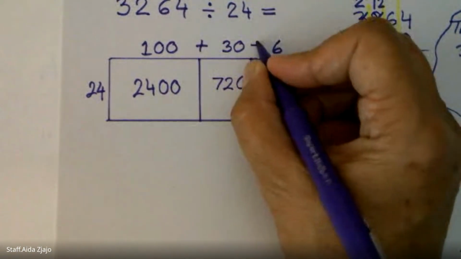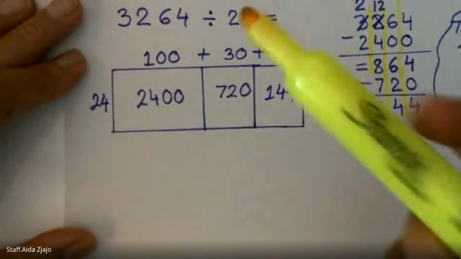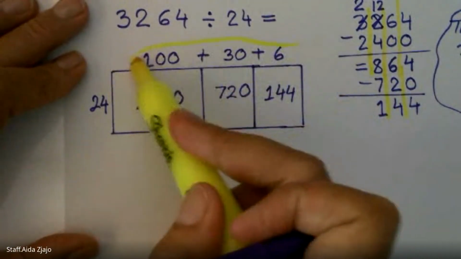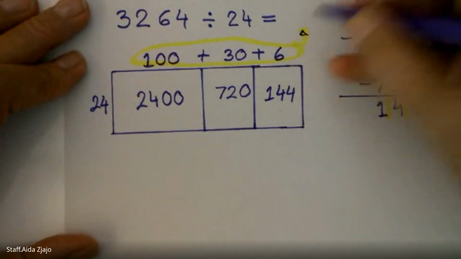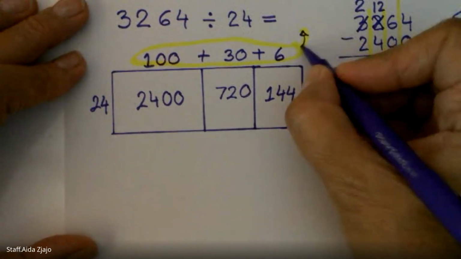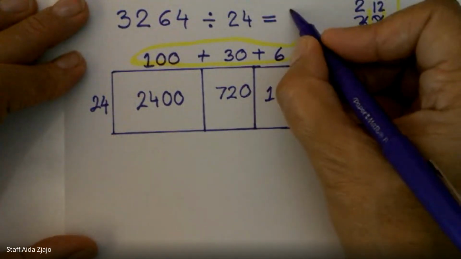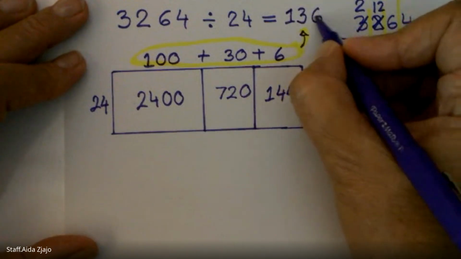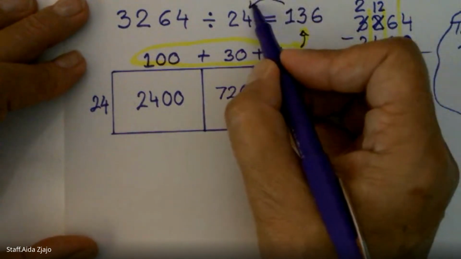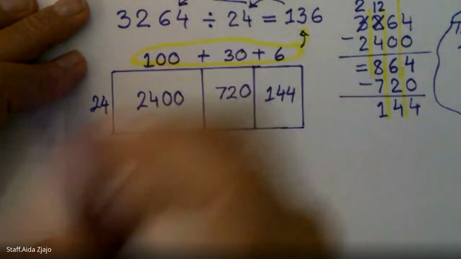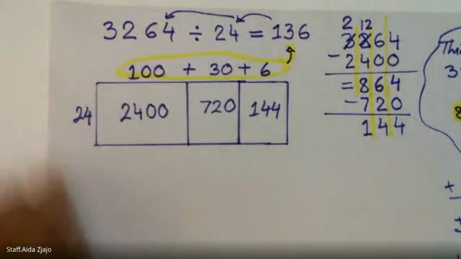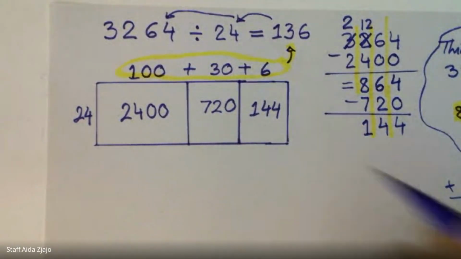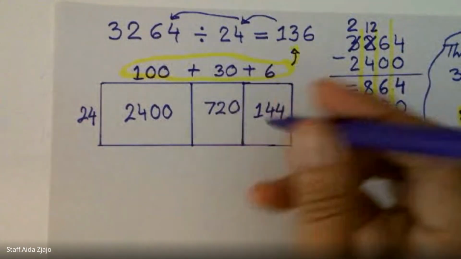So here is my answer. 100 plus 30 plus 6. That is how many groups of 24 are in it. It's 136 groups of 24 in 3264. So if you want to check, you can check in different ways, guys.